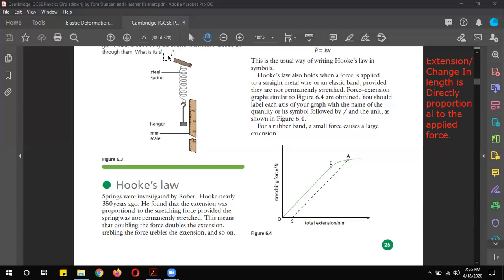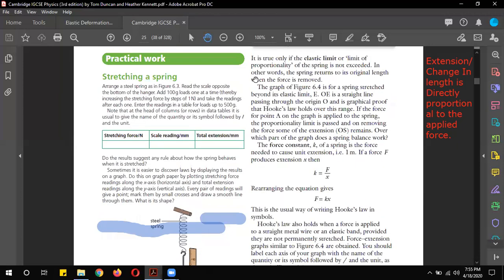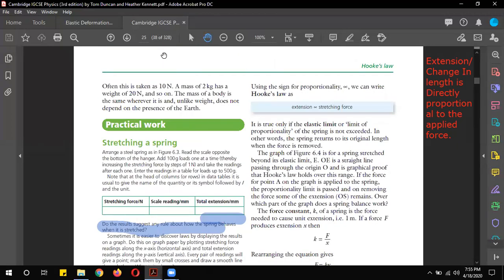Now, this means that doubling the force doubles the extension. If we double the force, the extension will also double. Using the proportionality, this is the proportionality sign.